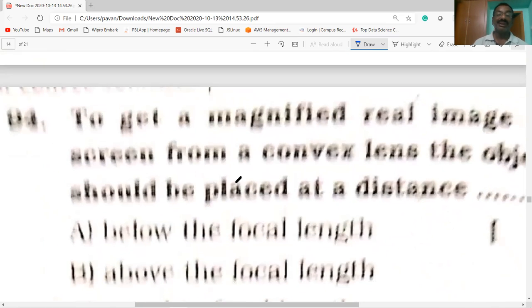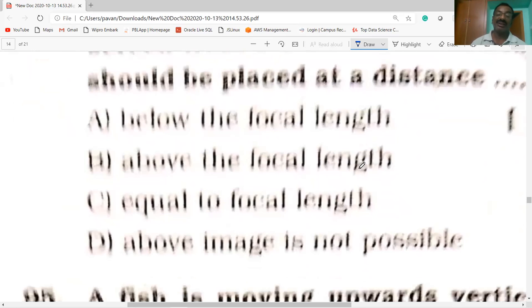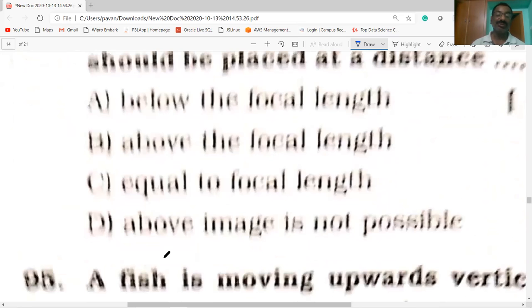Next question on the screen: to get a magnified real image on a screen from a convex lens, the object should be placed at a distance of? So to get a magnified and real image on the screen from a convex lens, where should the object be placed? Tell me. Below the focal length, above the focal length, equal to the focal length, or above the image is not possible.